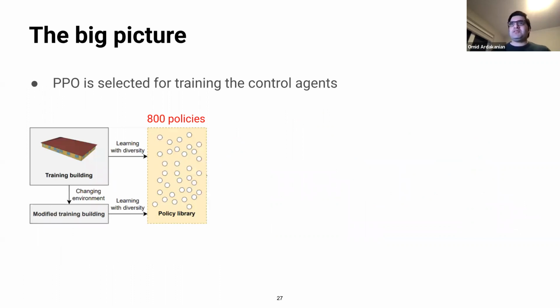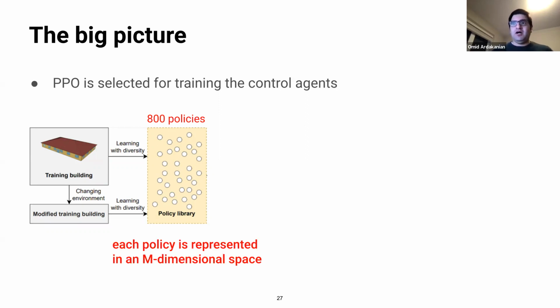So now the big picture is this. We had our source building. It was a prototype building from the Department of Energy in the States. We modified this building by using different occupancy schedules and different blind settings. So we added blinds to the building, we opened the blinds, and then we closed all the blinds to get a diverse set of environments. So that is for the environment diversity part. So we have now multiple environments. We trained our reinforcement learning agents by interacting with all these environments. And this gave us 800 policies in our policy library.